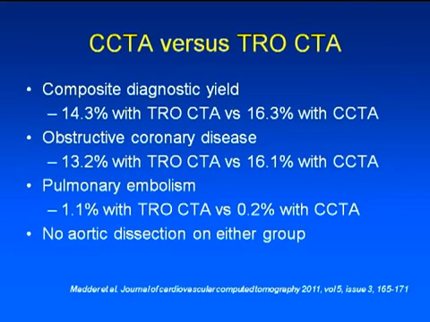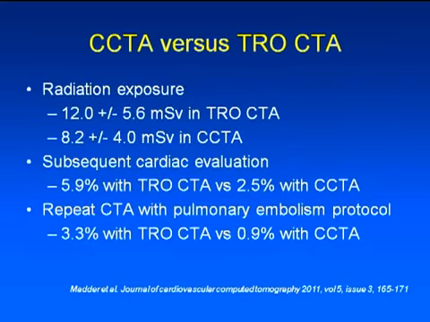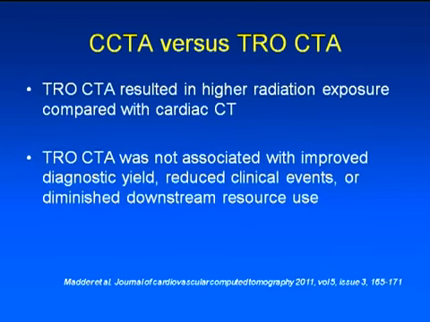The radiation exposure was higher with triple rule-out compared to the coronary CTA, as we know it would be. But interestingly, the patients in the triple rule-out group had more subsequent cardiac evaluations, and they had more repeat CT with PE protocol. So the conclusion was that triple rule-out resulted in high radiation exposure compared with the regular cardiac CT and was not associated with improved diagnostic yield, did not reduce clinical events, and did not diminish downstream resource use.